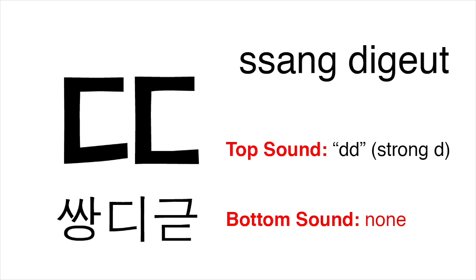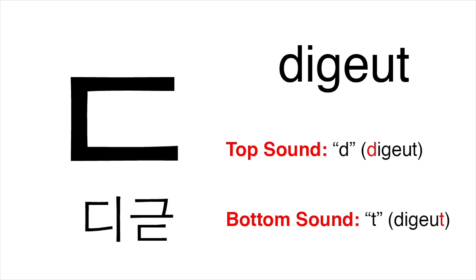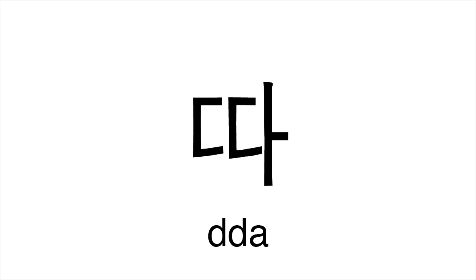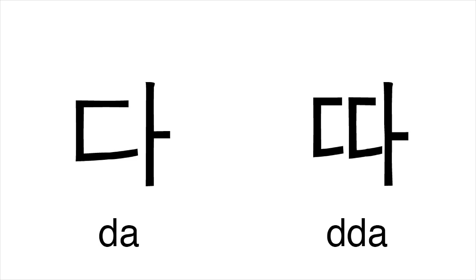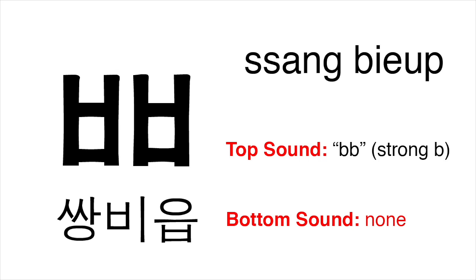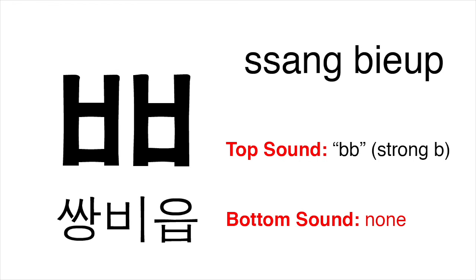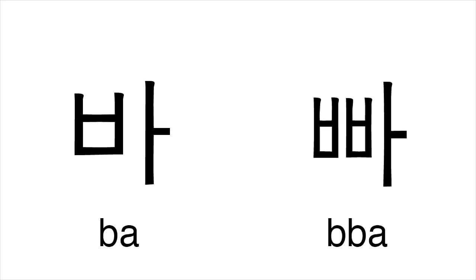The second double consonant is sangdigut. Since digut has D as a top sound, sangdigut has DD for top, no bottom sound. Sangdigut just doesn't exist as a bottom consonant. So this letter would sound like ta. Single is ta, double is ta. You can probably tell the difference. The third double consonant is sangbiup. Since biup has B as a top sound, sangbiup has BB for top. No bottom sound again because it just doesn't exist in Korean. Single is pa, double is pa.